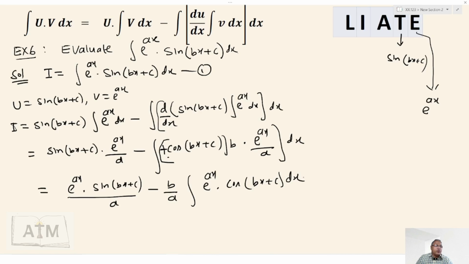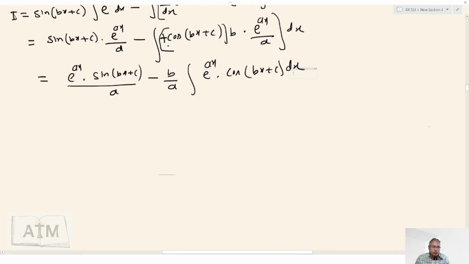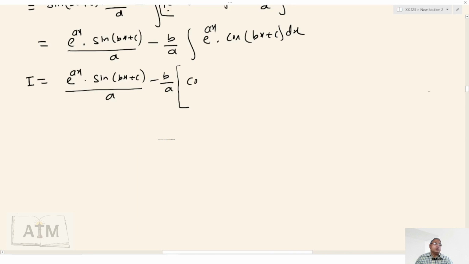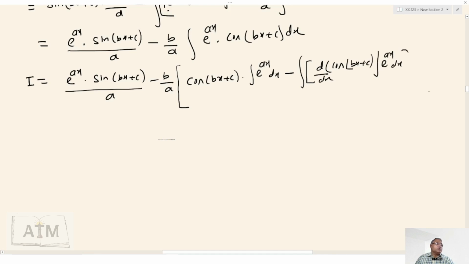But here we have to perform the product rule once again. Therefore I equals e raised to ax sin of bx plus c upon a, minus b upon a, again doing product rule: cos bx plus c as it is, integration of e raised to ax with respect to x, minus integration of box, what is the box, derivative of cos of bx plus c with respect to x, integration of e raised to ax with respect to x. Box is closed here.